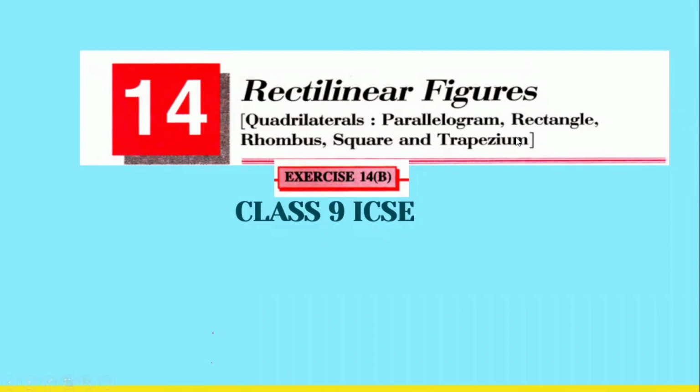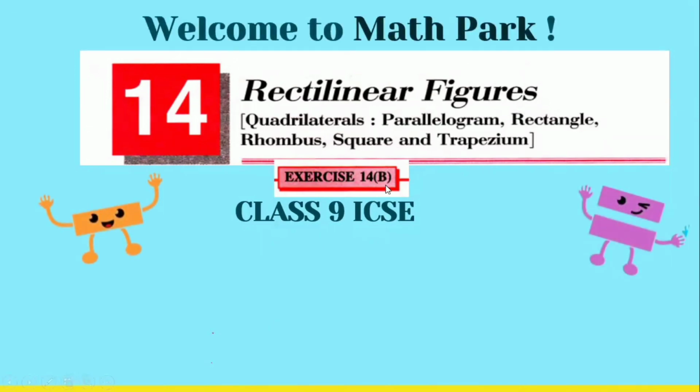Our today's video is on rectilinear figure. We start with exercise 14b. Now this exercise will need you to understand the properties of different types of quadrilaterals, for which the video is already ready and I'll be putting the link of that in the description of this video. So we start with exercise 14b of class 9 ICSE, the book Concise Selina.